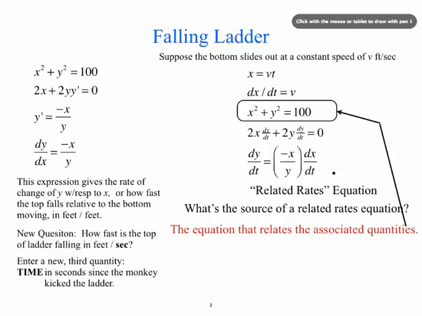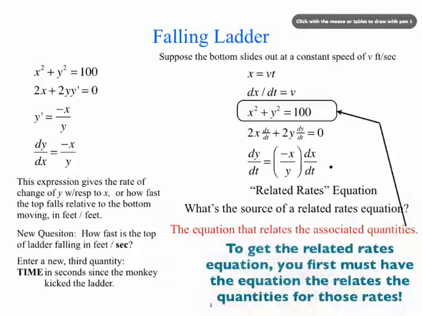If you want a related rates equation, you're going to start by getting the equation that relates the quantities. So that's what I'm going to ask you if you come to my office struggling with these problems. I'm going to ask you if you have the big picture. The big picture is an equation that relates the quantities, and then you're going to use our implicit differentiation to get the related rates equation. Okay, did you hear me? Make sure it sticks. Here we go, one more time. To get the related rates equation, you first must have an equation that relates the quantities for those rates.